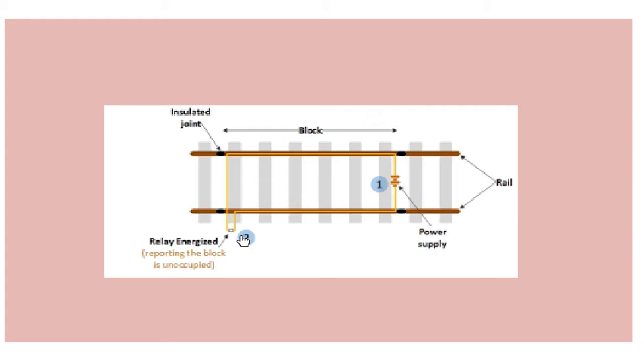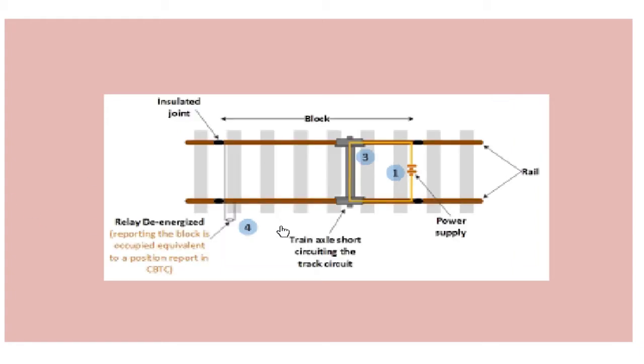Now if any train comes on the track, what will happen? We'll see. If any train comes on the track, you can see over here, this is the train. The rule of electricity is that it covers the shortest path. So when the train is occupied and when supply is given, the current moves and then electricity will move through the axle of wheel and will complete the circuit. That means no supply will be received to the relay.